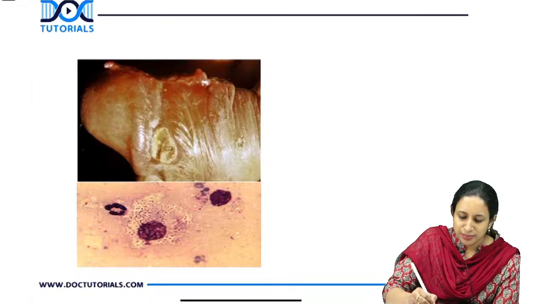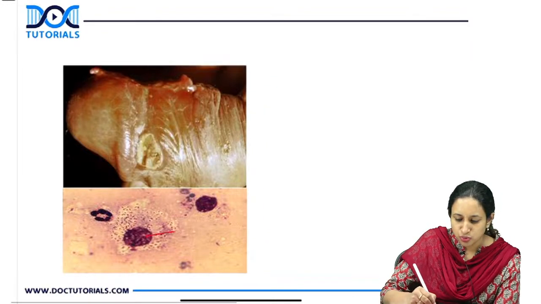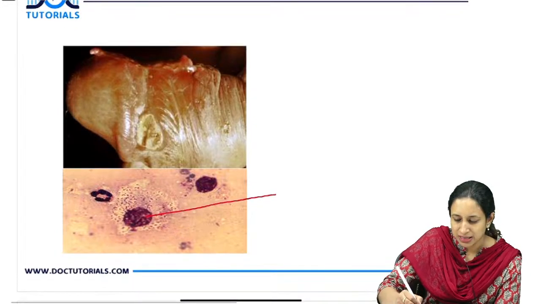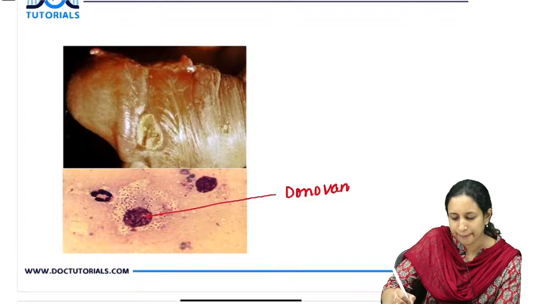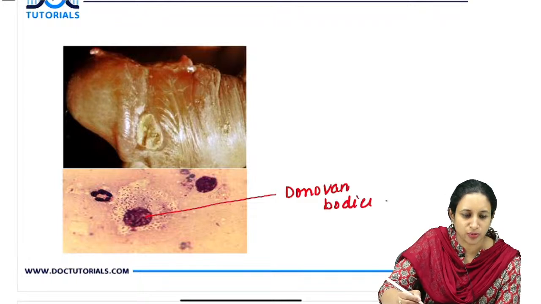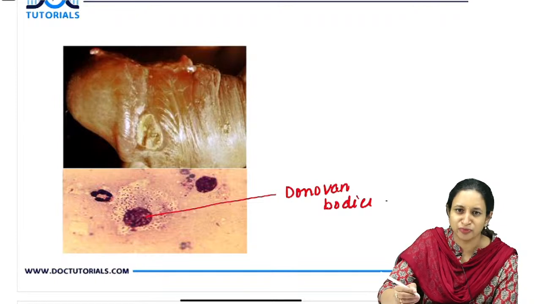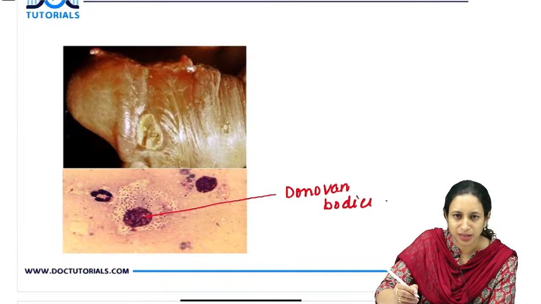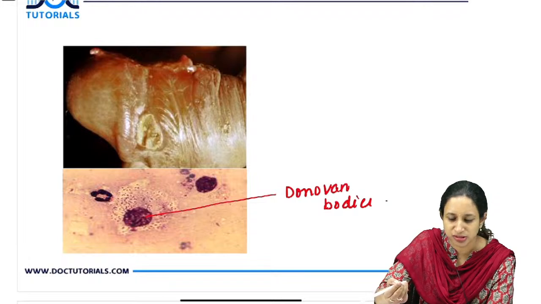Now this is an image where you are trying to show what is known as Donovan bodies. So this is an image of Donovan bodies, and what is the organism that you have to remember for Donovan bodies? Anybody can tell me what is the organism?